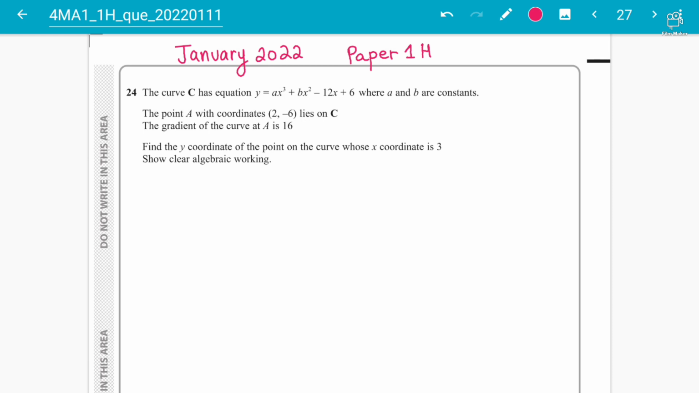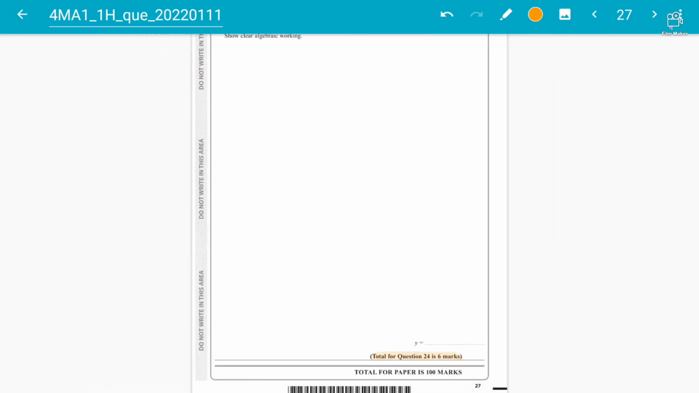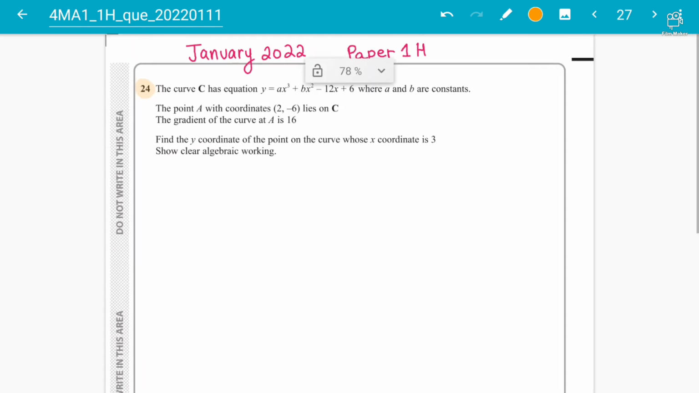As the topic is coordinate geometry with differentiation, those topics are interrelated, we have one of the last questions of the paper, that is question number 24, a huge question for 6 marks. Okay, a 6 marks question again, in which they say the curve C has equation. This is paper 1H for those who want to know which paper it is. The curve C has the equation y equals ax cubed plus bx squared minus 12x plus 6, where a and b are constants.